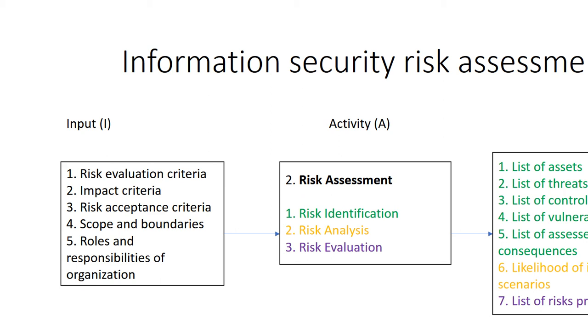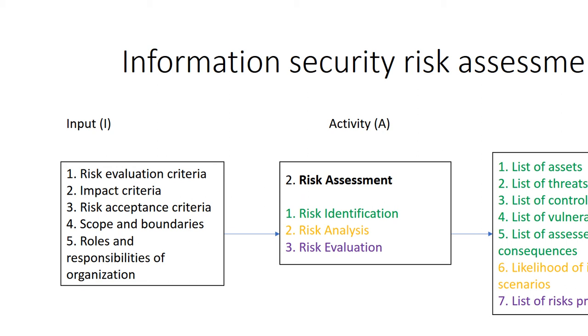Now we have just finished the first activity, that is the context establishment. Once we finished it, we have generated risk evaluation criteria, impact criteria, acceptance criteria, scope and boundaries, and roles and responsibilities of the organization. Now we are going to use all these outcomes and information as input to the second phase, that is the risk assessment phase.